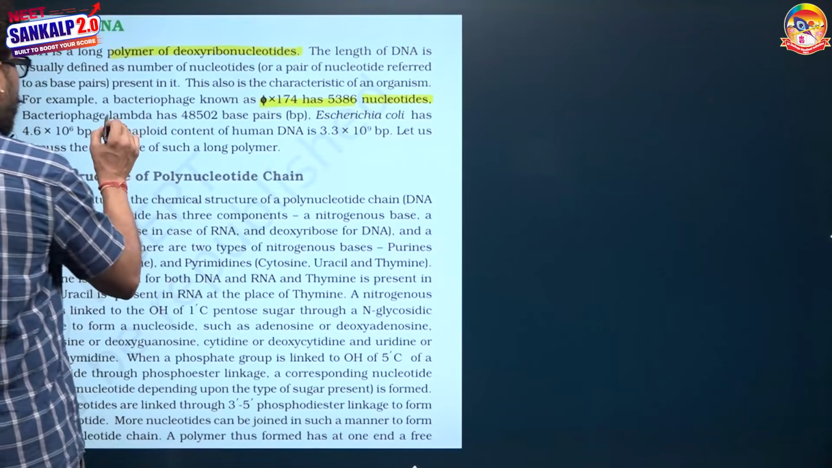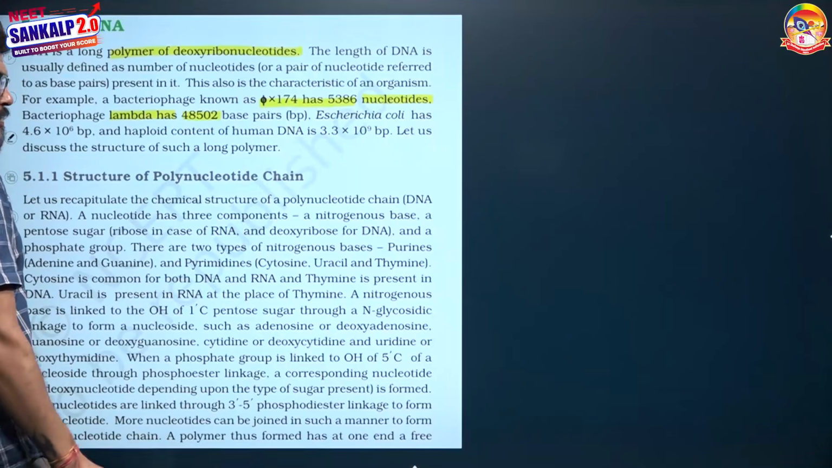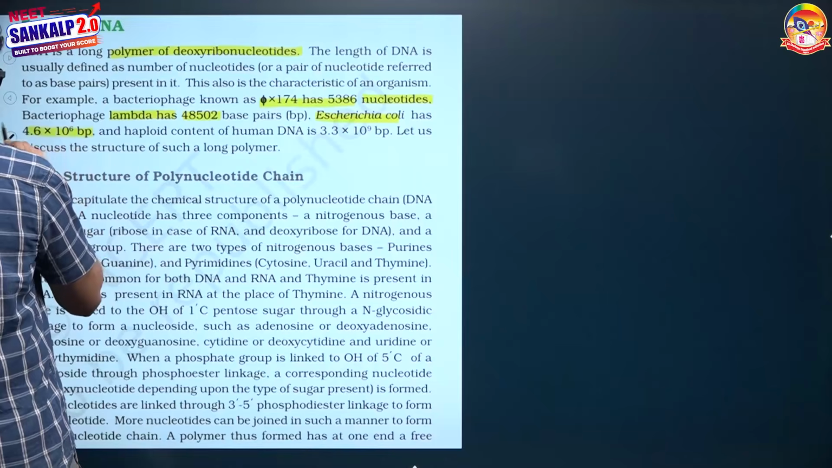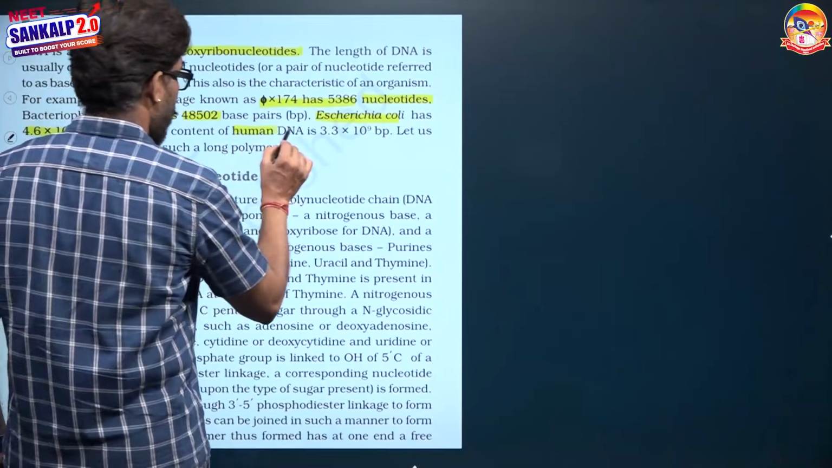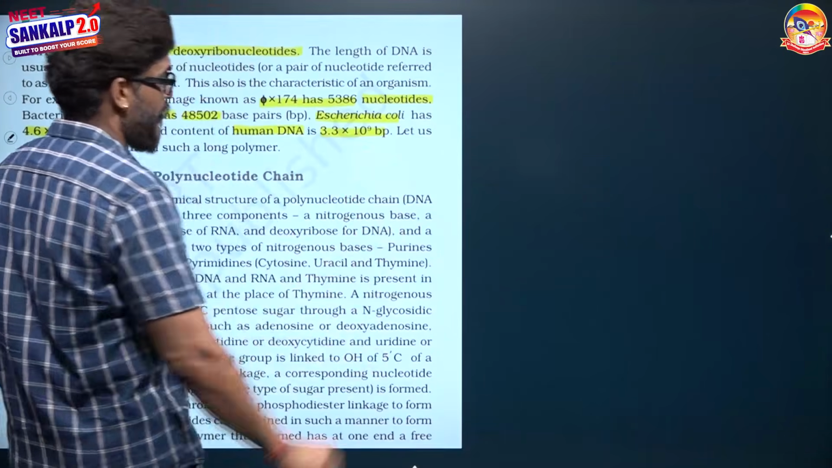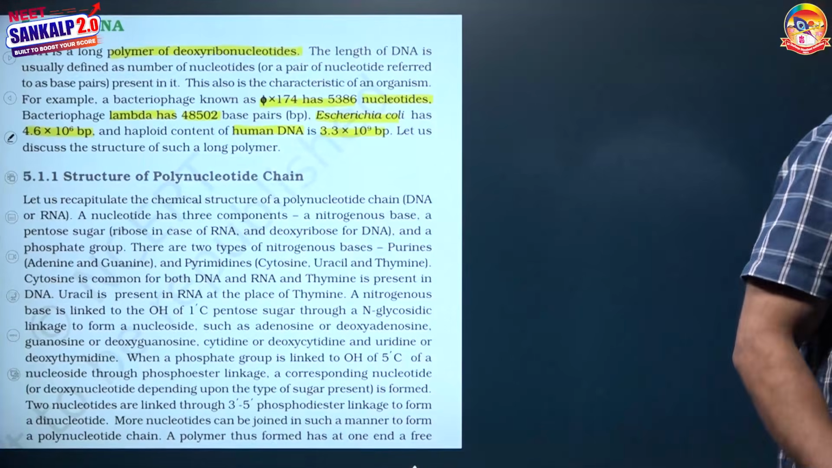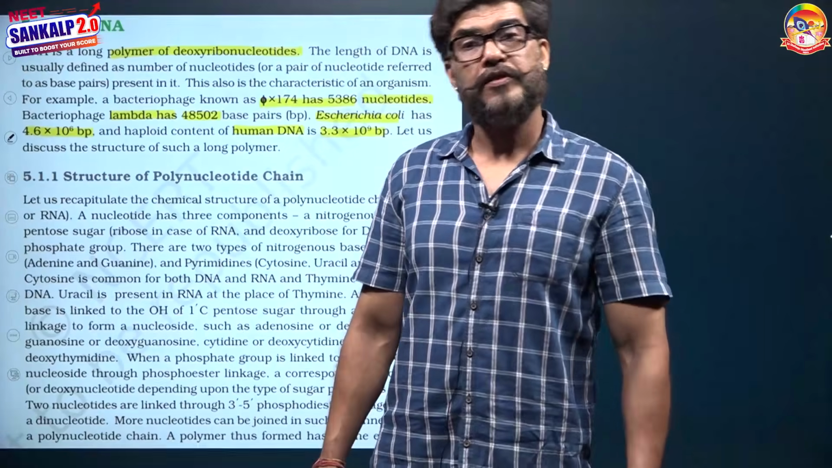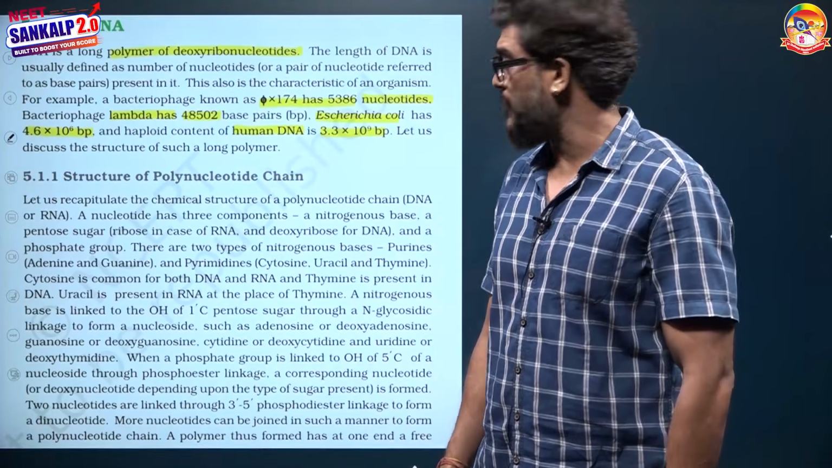While in bacteriophage lambda it is 48,502 base pairs because it is double stranded DNA. In E. coli again it is 4.6 × 10^6 base pairs, meaning double stranded circular DNA. And in human beings it is 3.3 × 10^9 base pairs per genome. It means in a diploid somatic cell of a human being, this value would be 2 × 3.3 × 10^9 base pairs.